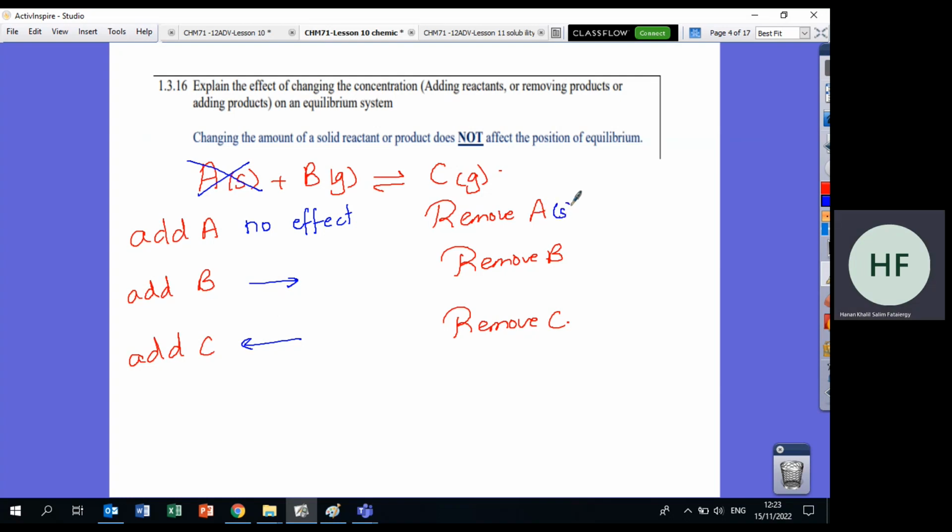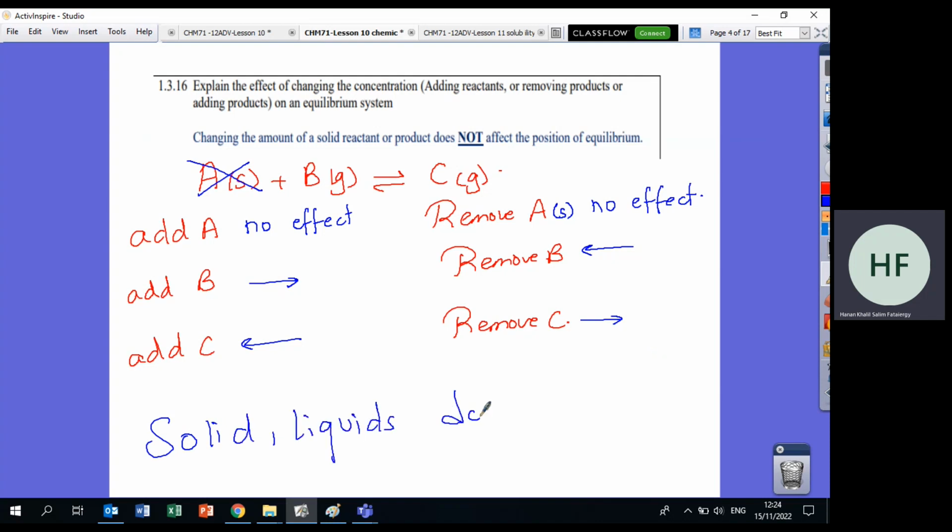Now again, if I remove A, it is a solid, so it will have no effect. Okay, remove B. We don't have B. Our uncle will give us, so the reaction will go backward. Remove C. This is our uncle's house. They don't have C, so we will give them. Okay, so the rule is solids and liquids do not affect equilibrium. Who affects the equilibrium?